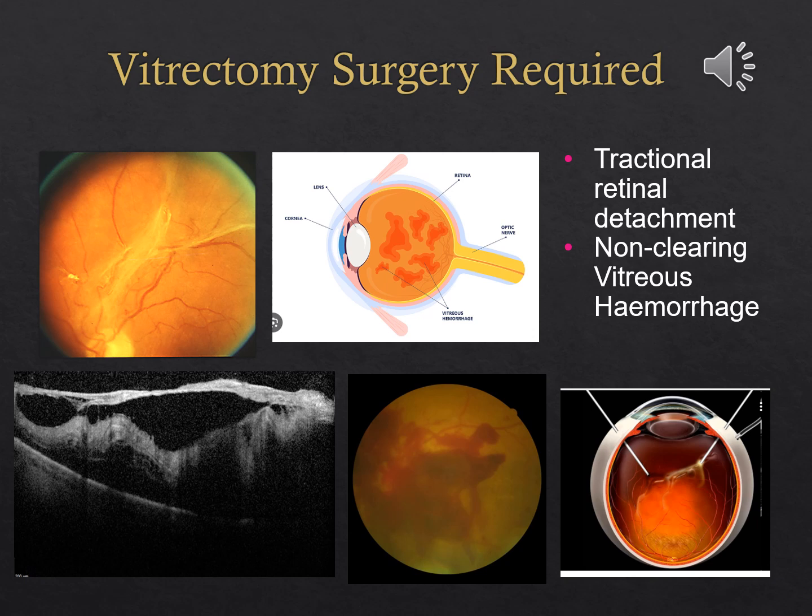There are some indications when vitrectomy surgery is required as treatment. This is specifically when proliferative diabetic retinopathy is advanced. For example, there is a tractional retinal detachment with fibrosis on the retina. This can be seen on the images and the OCT scan below. Also, if there is a non-clearing vitreous hemorrhage, this is often when a vitrectomy is required to improve vision and give good outcome.